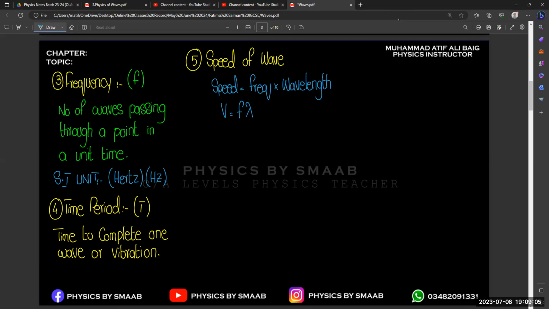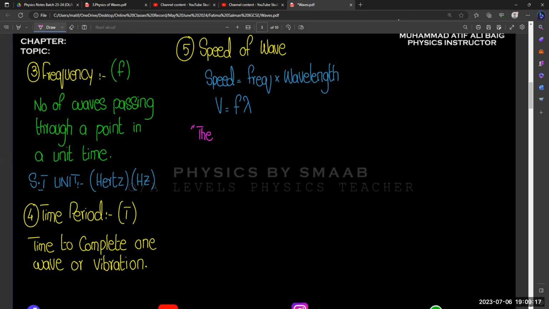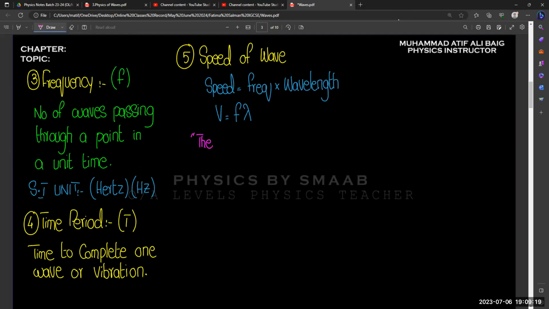In definition, if you want to write a definition for the speed of a wave, we may write it as: speed, and then you multiply the frequency and the wavelength to get the speed. So this is a very simple formula to calculate the speed of a wave.